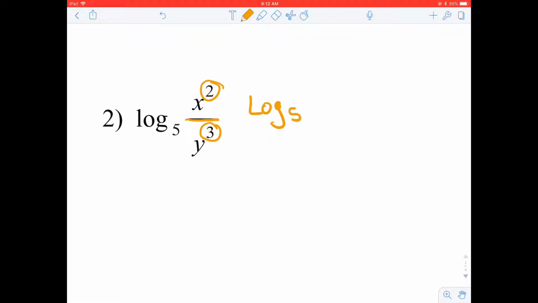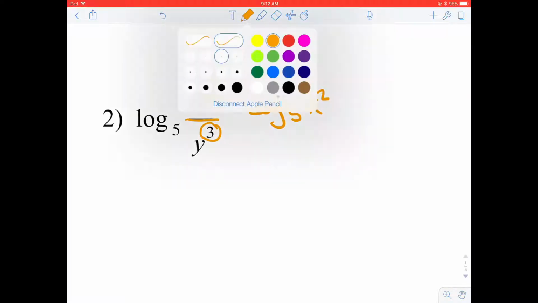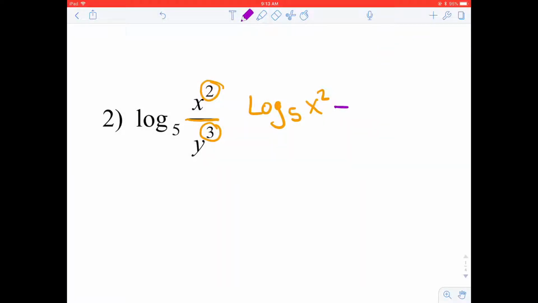Log of 5, x to the second, minus log 5, y to the third. Okay, so I took care of my subtract, but I still have exponents. I still have powers, and we need to show that when we have powers and logs, we multiply. So we're going to move those into their position.